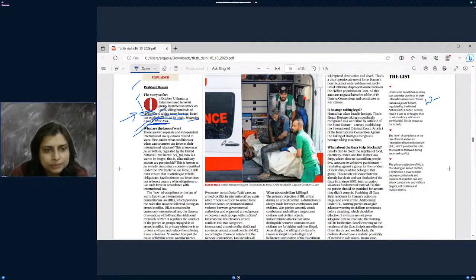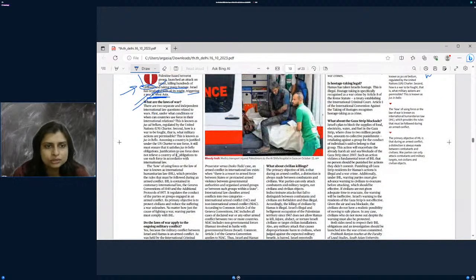Now, there are two separate and independent international law questions related to wars. What is the first one? Under what conditions, or when, can countries use force in their international relations? This is known as jus ad bellum, and this jus ad bellum is regulated by the United Nations Charter.